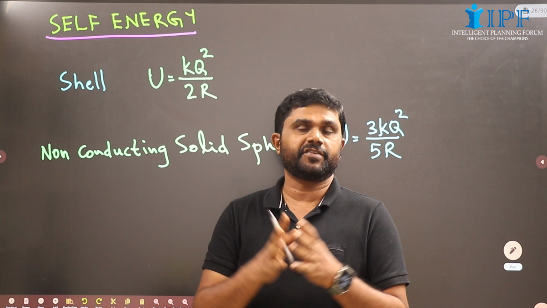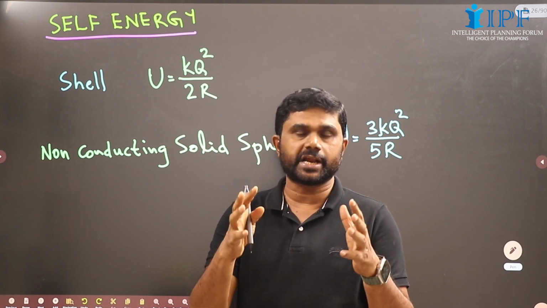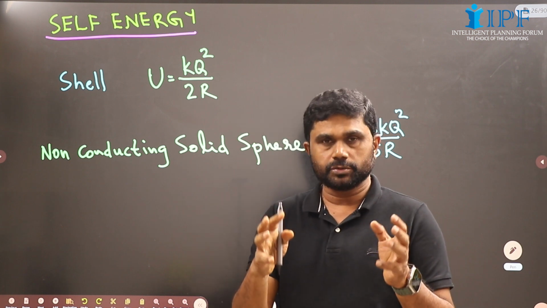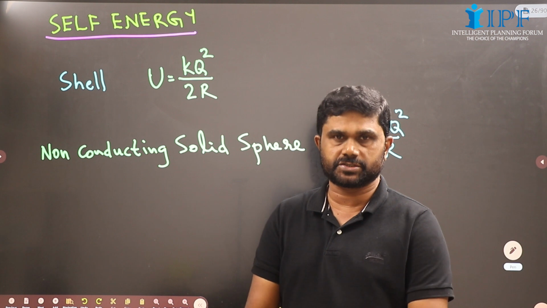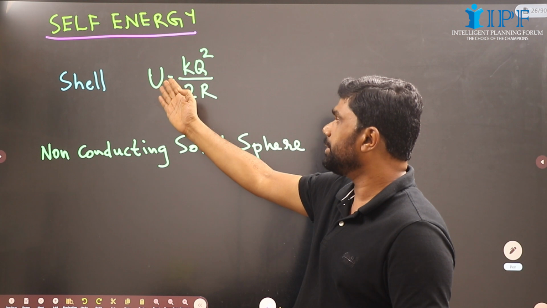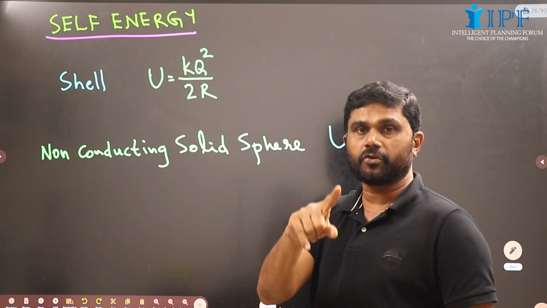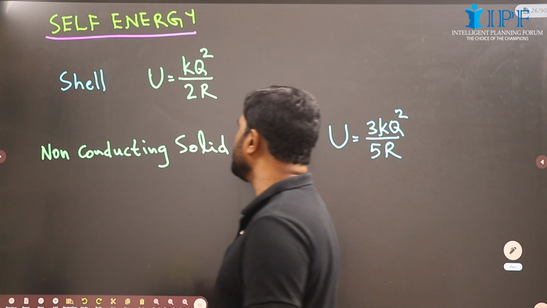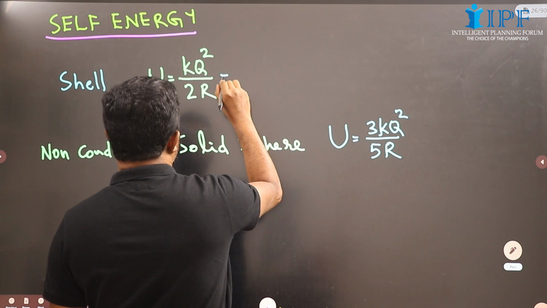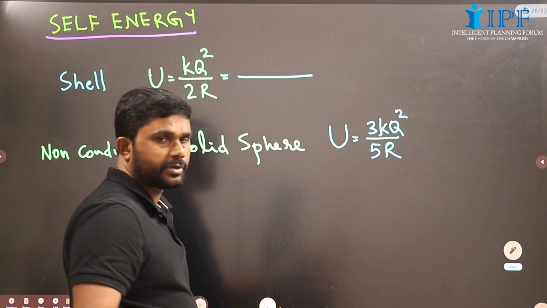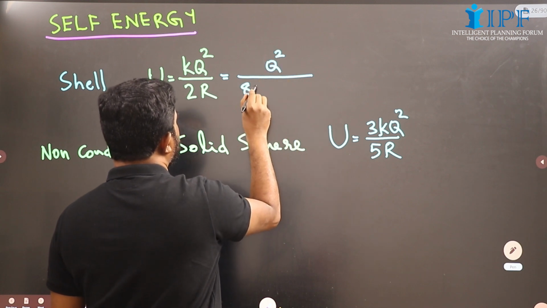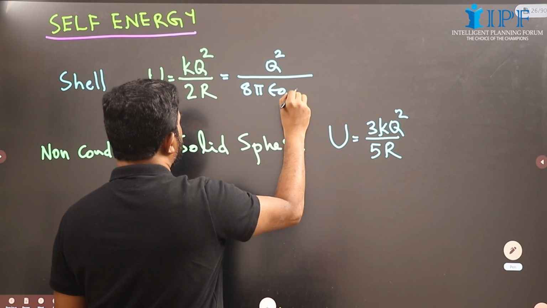Next, self-energy. Suppose a spherical shell of radius capital R carries a charge capital Q distributed uniformly over its surface. Then its electric potential energy is given by capital U equals K Q square divided by 2R, where K stands for 1 by 4 pi epsilon 0. When we put that in, it will be Q square divided by 8 pi epsilon 0 R.